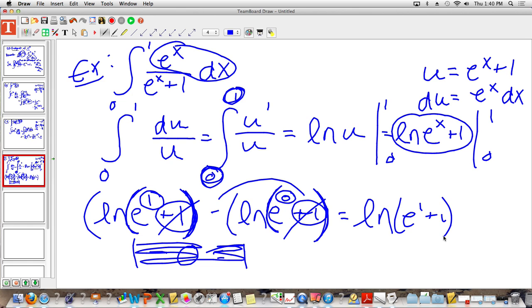Okay. And then we have to subtract from it. What is e to the 0 power? 1. This part right here. e to the 0 power is 1. So you're really taking the ln of 1 plus 1, which is the ln of 2. So whatever answer you have on your calculator right now, you need to make sure that you subtract from it the ln of 2. What do you get?